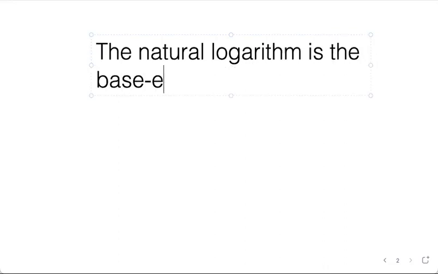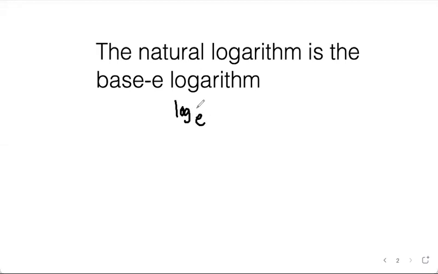In this video, I'm going to talk about the natural logarithm. This is a special kind of logarithm, like the common logarithm. The natural logarithm is the base e logarithm. It's a logarithm of base e. So like this, log base e.